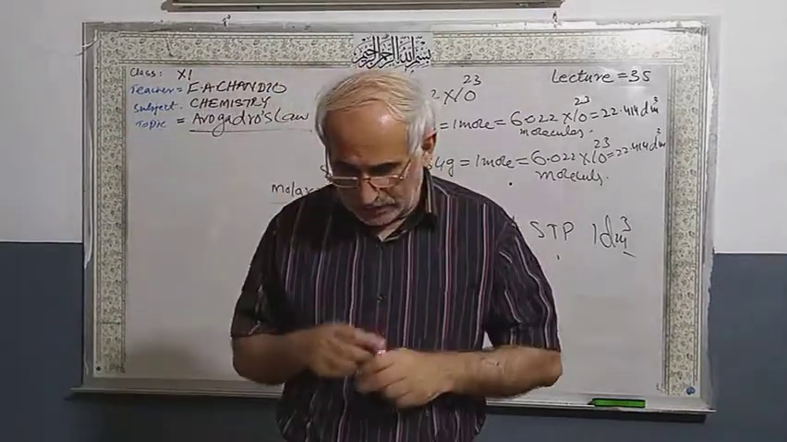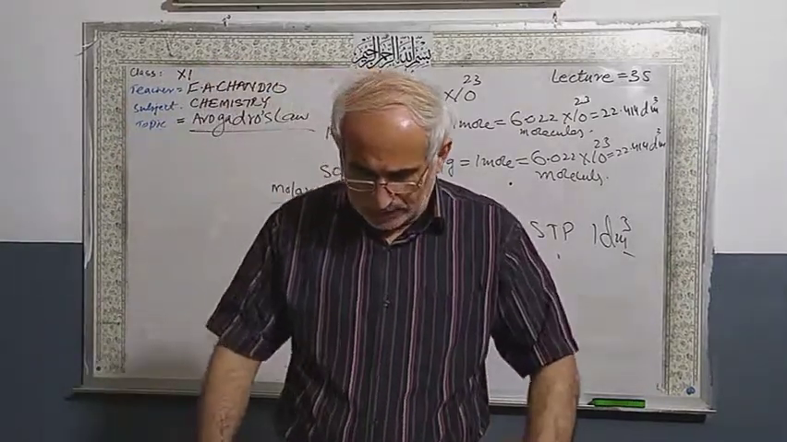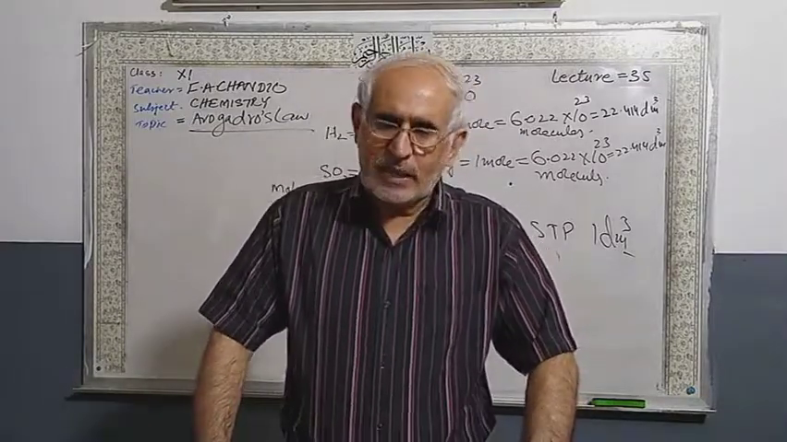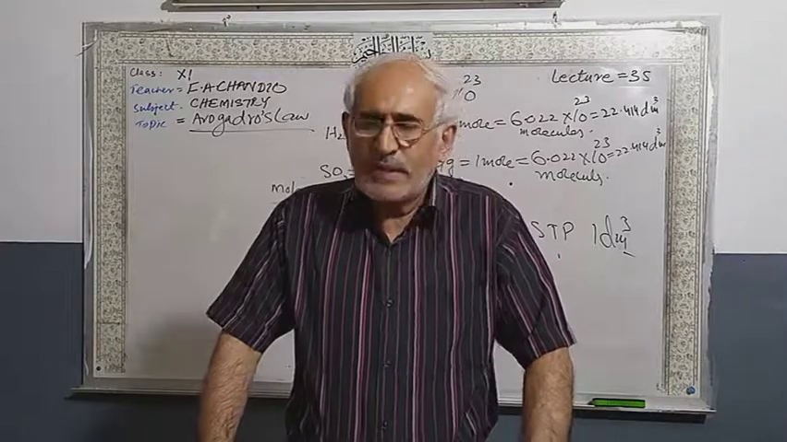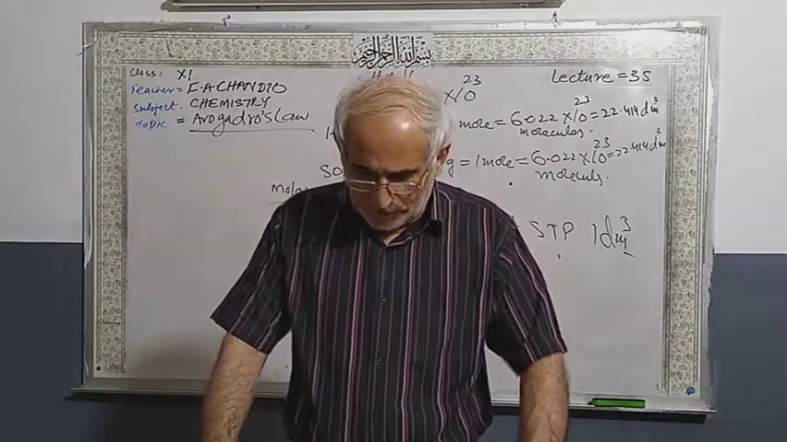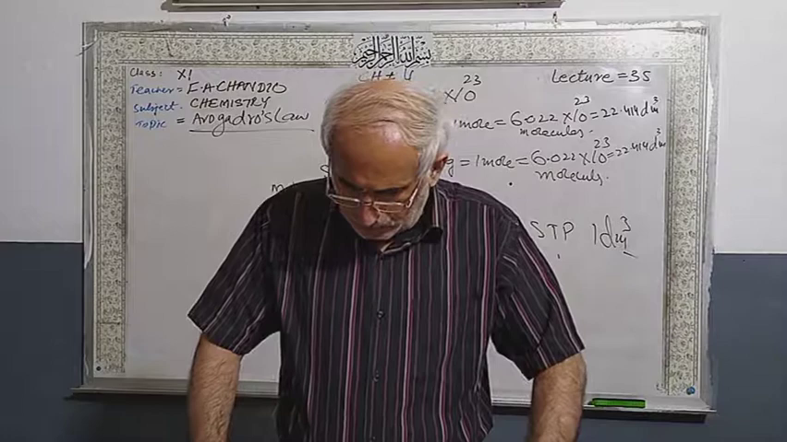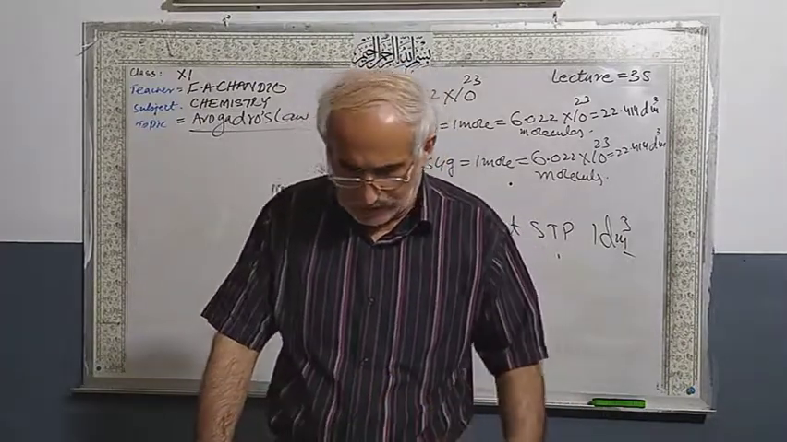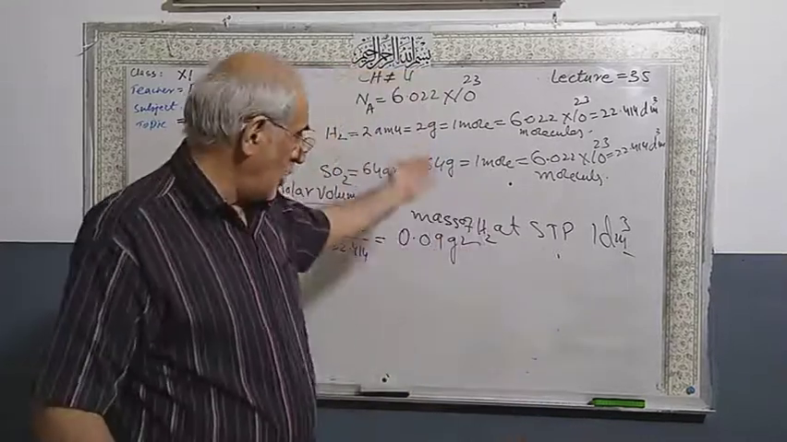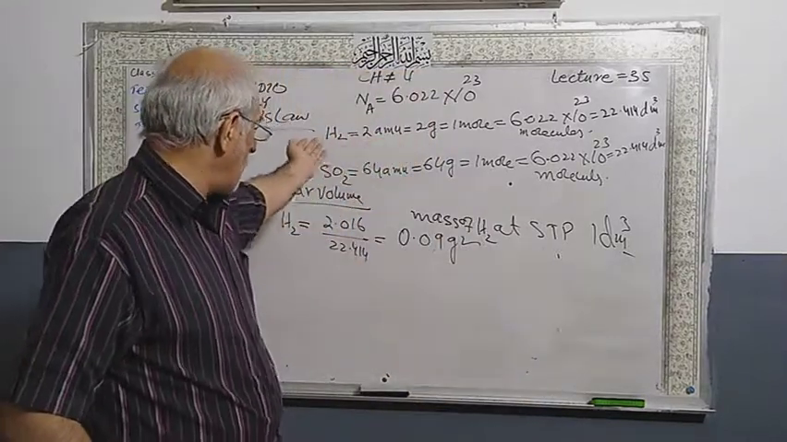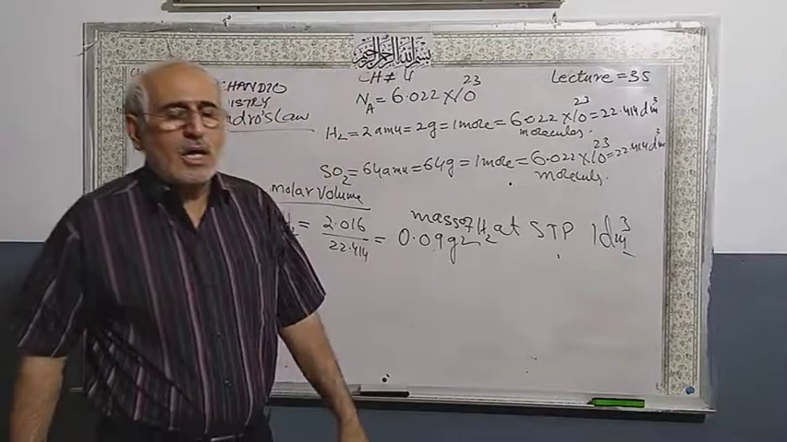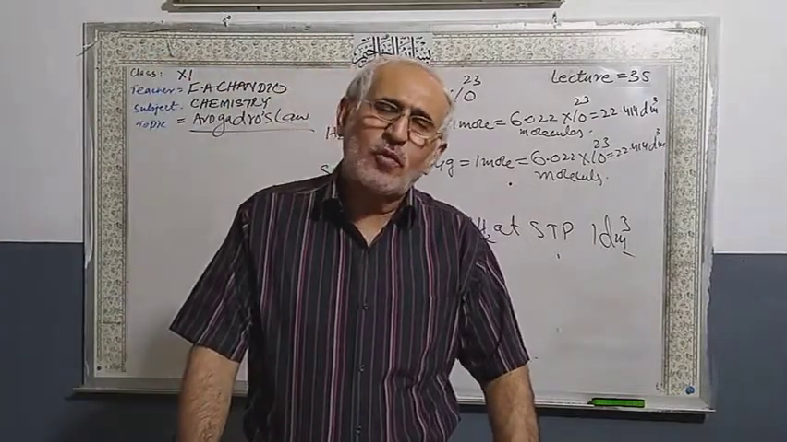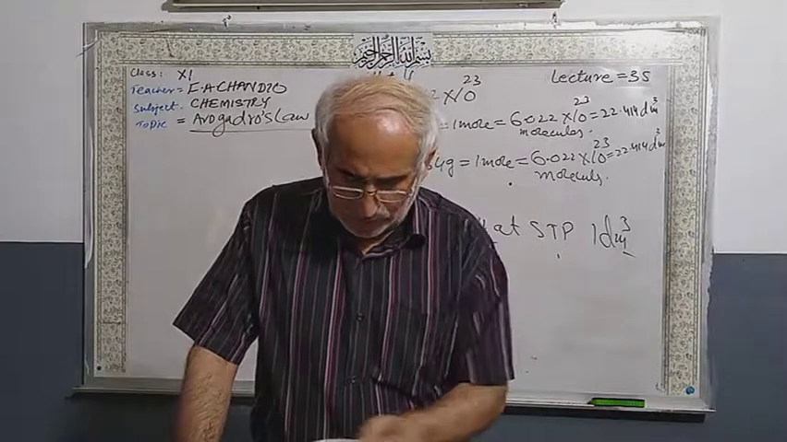So the calculation is given here. All the gases have the same molar volume, but the masses are different because of different molecular masses or atomic masses, which are given here also. Just like 1 mole of chlorine gas is 71 grams, Avogadro's number, and 22.4 decimeter cube. All are given here.